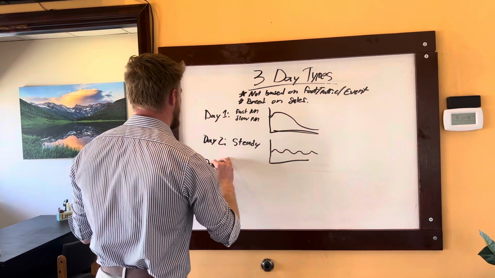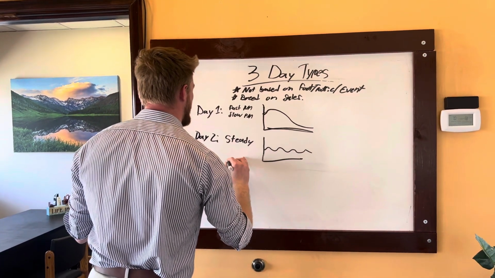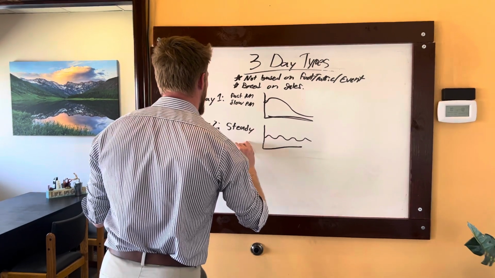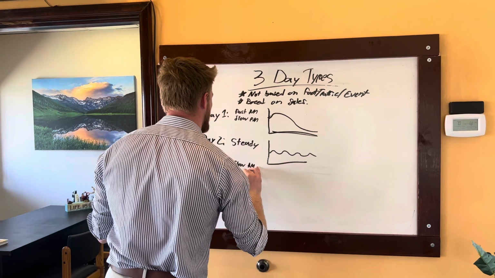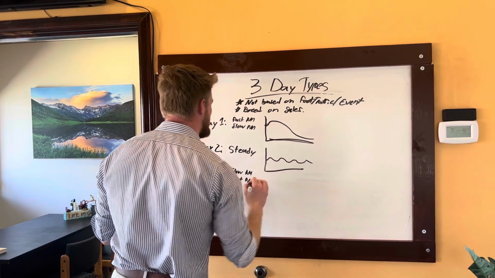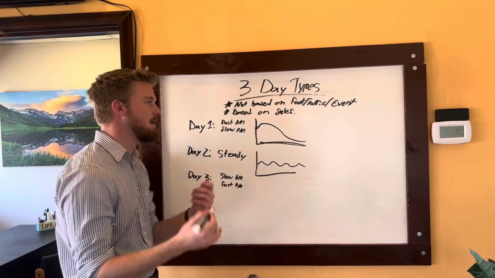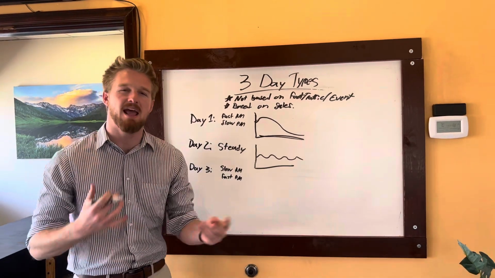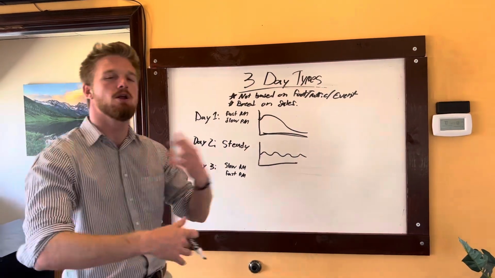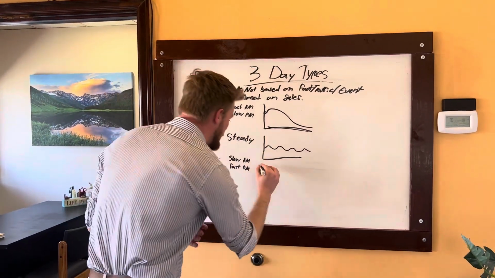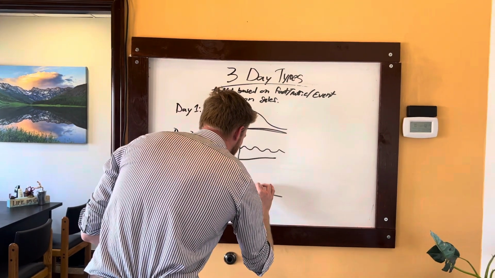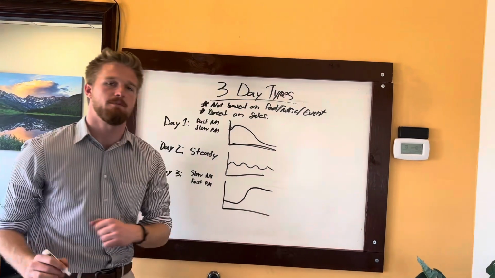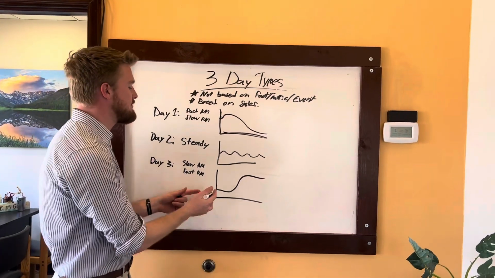Let's move to a day 3. Day 3 is going to be a slow AM, fast PM. So what do you think that means? Opposite of day 1? Exactly, opposite of day 1. So throughout the day, you might get some sales, it's kind of a slow trickle. And then later in the day, at day 3, boom, it hits, that's when all the sales come. So that's day 3, opposite of day 1.